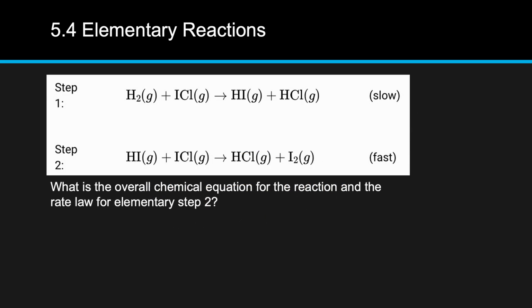All right, so here we have two elementary steps in our reaction mechanism. It says what is the overall chemical equation and what is the rate law for specifically elementary step number 2. So first we need to find the overall reaction by adding the two elementary steps and canceling out any intermediates which appear on both sides. So our intermediate here is going to be HI because it is formed in step number 1 and then consumed in step number 2.